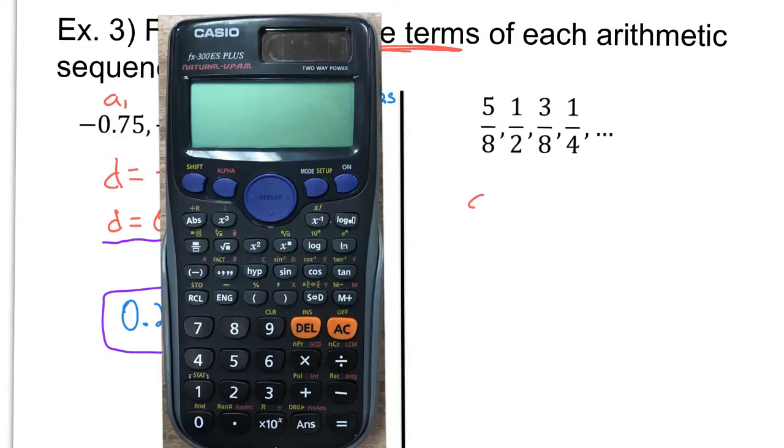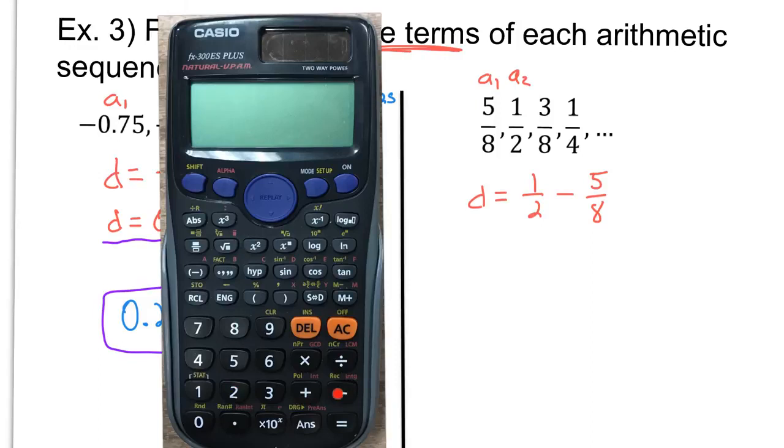So my common difference, D, is going to be the second term, 1/2, minus my first term, which is 5 over 8. And again, you guys are going to have your fraction here. So you press the button, and then you put 1 on the top, and then this is your kind of like cursor, your mouse. You move your cursor with these buttons in the middle. So you press the bottom, you go down to the fraction, and you put a 2. So 1 on the top, 2 on the bottom.